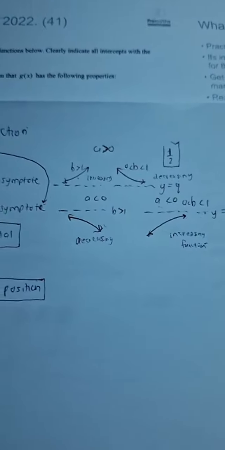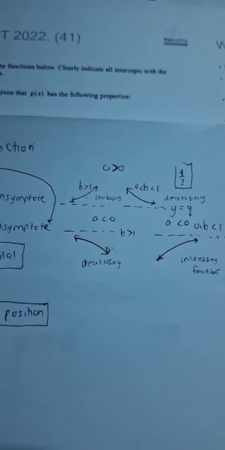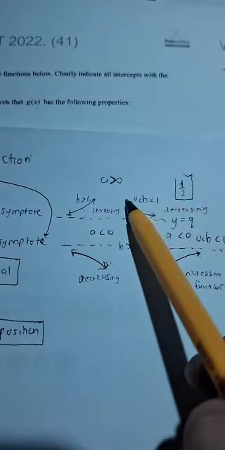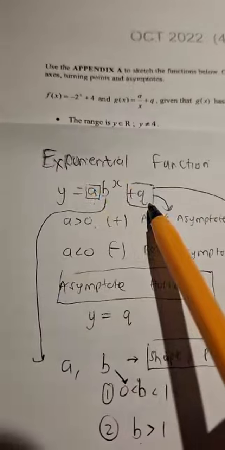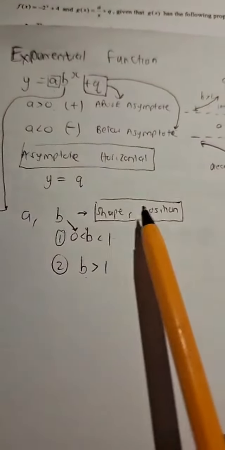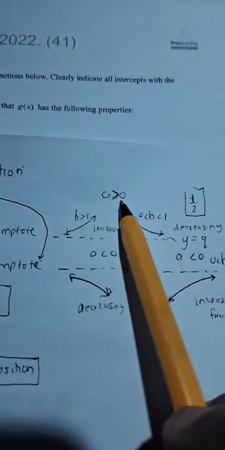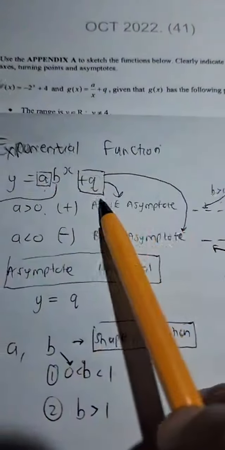Okay. So these are important things to understand about the parameters of an exponential function. As I said, this is the form of the exponential function, a b to the power x. This a and the b will tell you about the function's shape and position. If a is greater than 0, the function is going to be found above the asymptote.